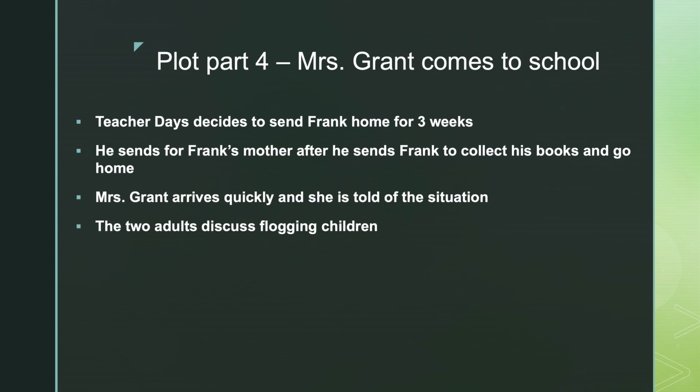A little bit more is discussed in between her getting there and her leaving. So, identify what some of those things are. But essentially, they are discussing the merits or demerits of flogging children. Mrs. Grant eventually goes home. Frank cannot be found. Enter a conflict, a problem that needs to be solved.